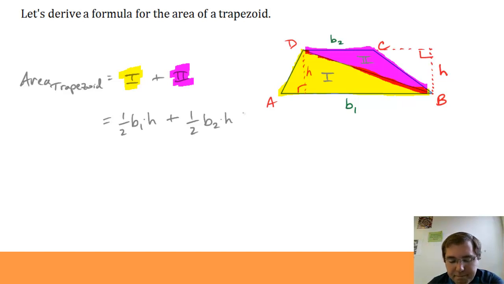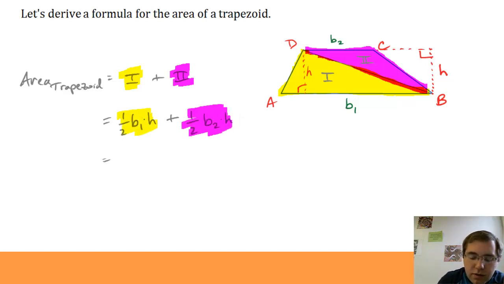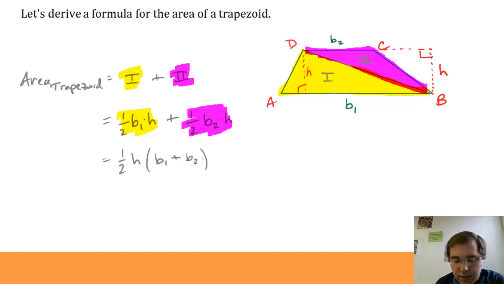Okay? Notice there's an h in both of these. So this was the yellow triangle. This is the pink triangle. There's an h in both of them. So I can factor that h out. There's also a 1/2 in both of them. So I can bring that out. And I'm going to use the distributive property kind of in reverse. And I'm going to factor out the 1/2 h from both terms, leaving me with b1 in the first term and b2 in the second term.